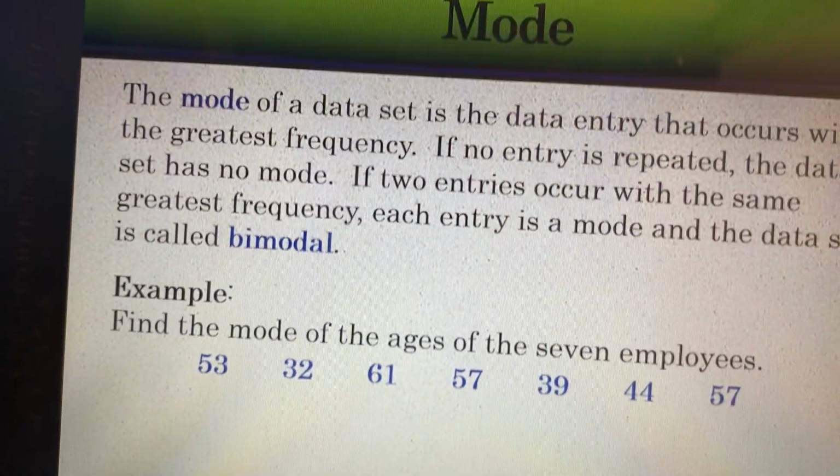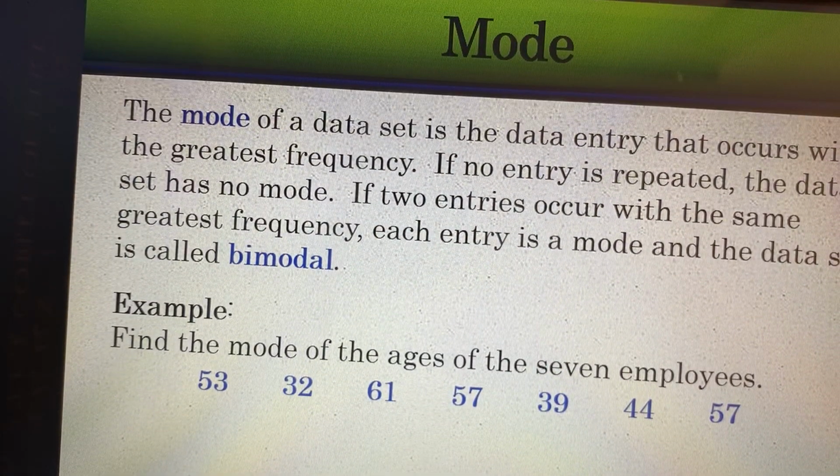Mode. The mode of a data set is the data entry that occurs with the greatest frequency. Okay, so mode is the number that appears most often. If no entry is repeated, the data set has no mode. If 2 entries occur with the same greatest frequency, each entry is a mode and the data set is called bimodal. Okay, so it's possible for a data set to have 0 modes, 1 mode, or 2 modes.